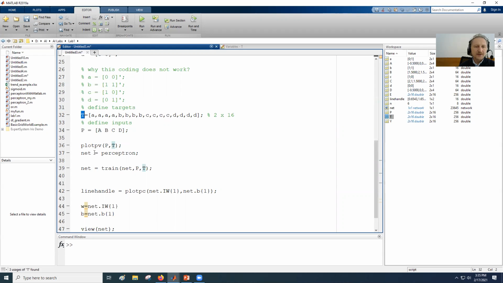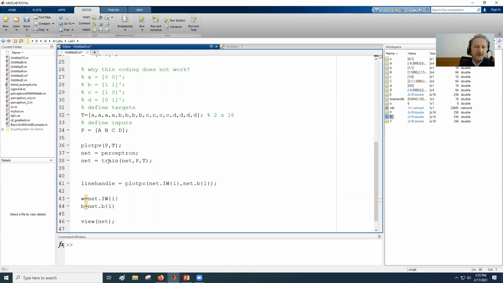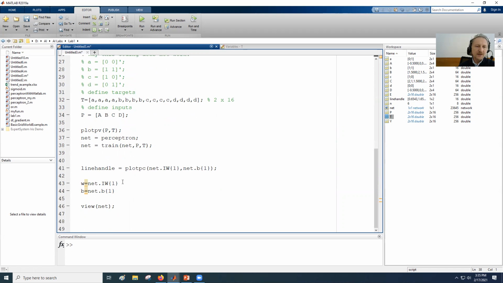After that, we are defining our perceptron network. After that, we are training, and when training finishes, we can print the results. The trained weight, desired weight, and bias values will be shown. Also, you can plot the decision boundaries here like that.